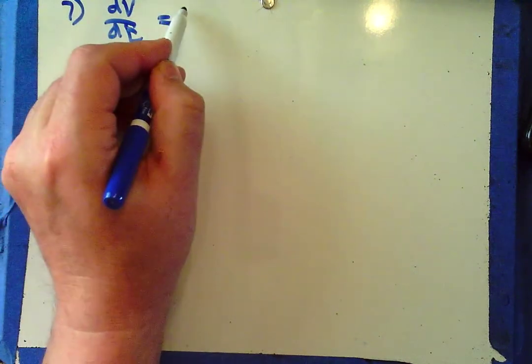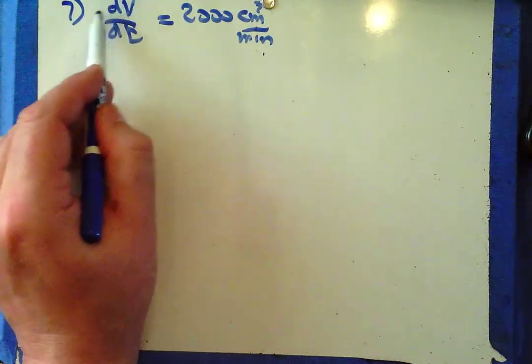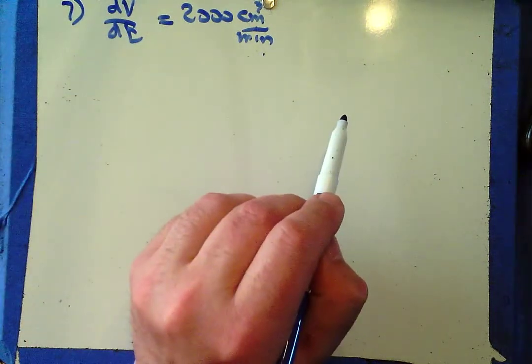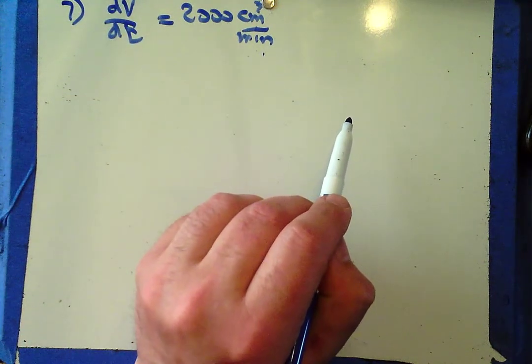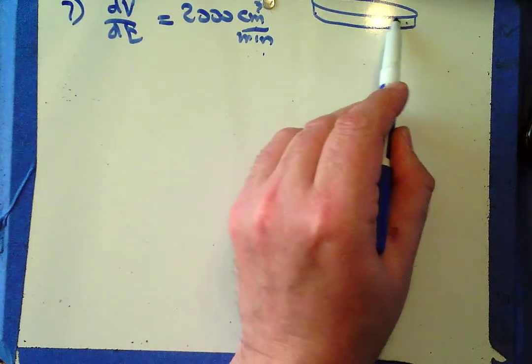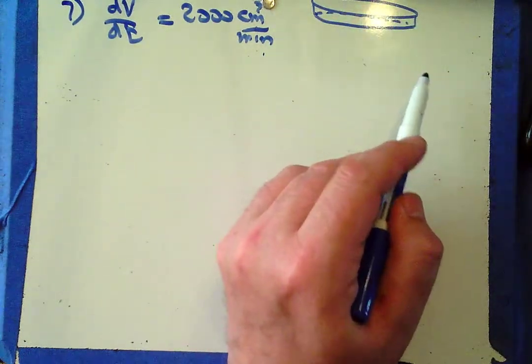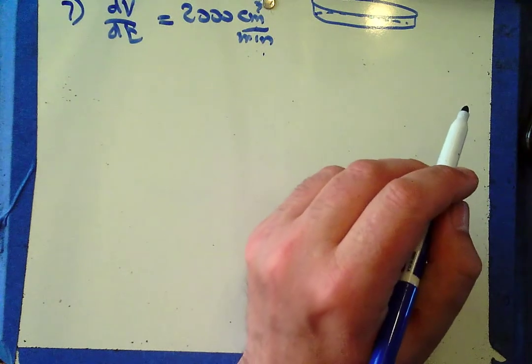So 7 says oil is leaking from a pipeline and forms a slick, so the volume of the slick is changing at 2,000 cubic centimeters per minute. The units, cubic centimeters per minute, help me realize that this was a change in volume with respect to time. The oil slick forms a cylindrical shape for convenience. Again, you could have wackier shapes, more realistic if you took a math modeling class.